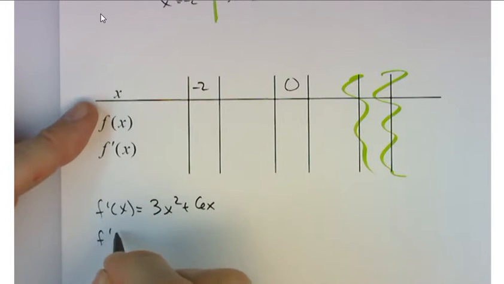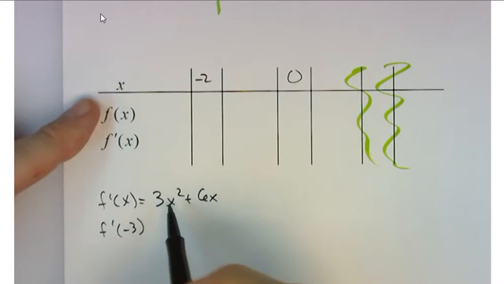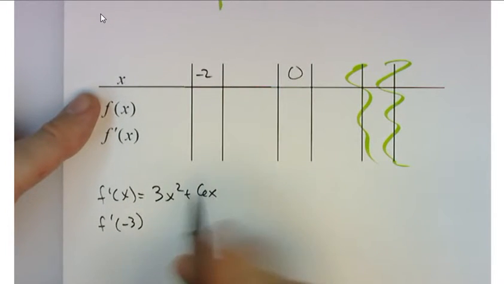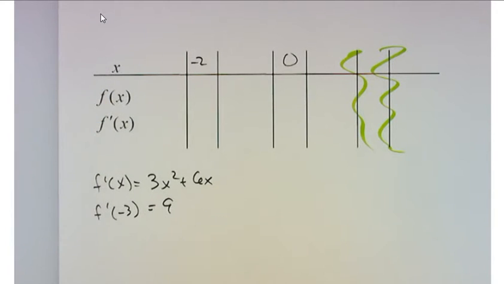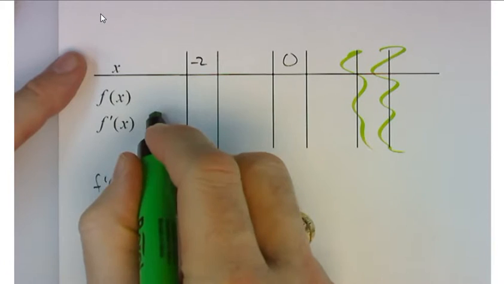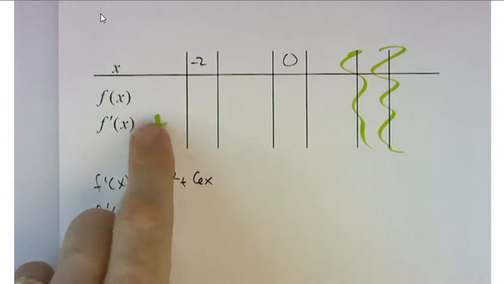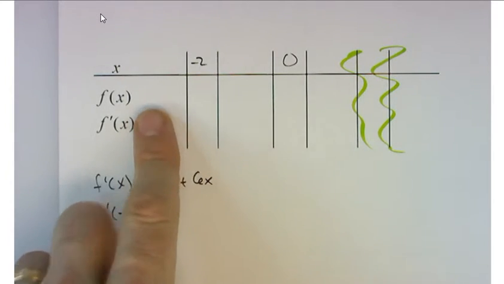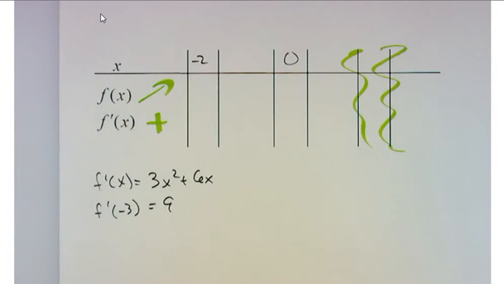So f prime of, say, negative 3, that's going to be 27 minus 18, so that would be 9. And even if I made a mistake in here, what I did notice is that the derivative is positive. Now, if the derivative is positive, what's that tell you about the function? Kudos to those of you who said increasing.